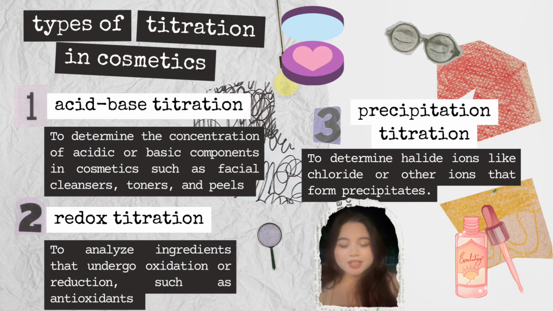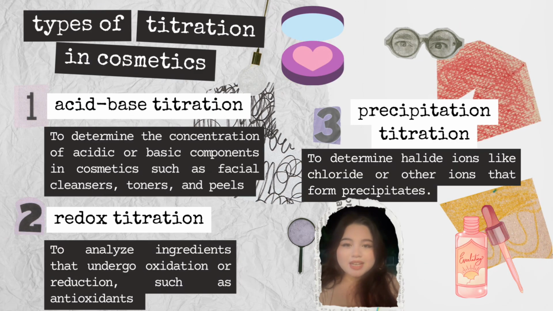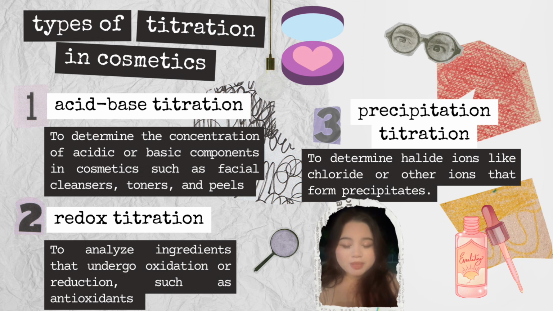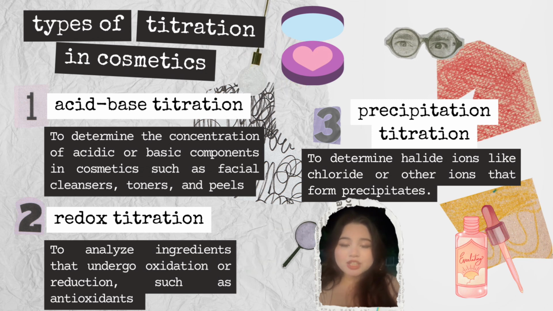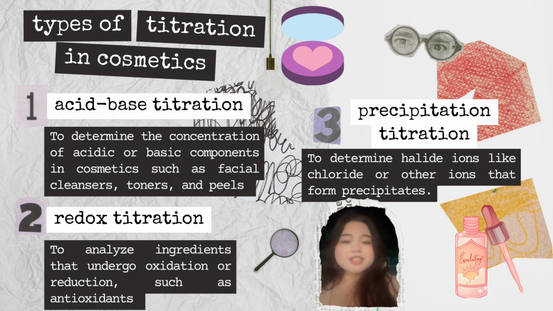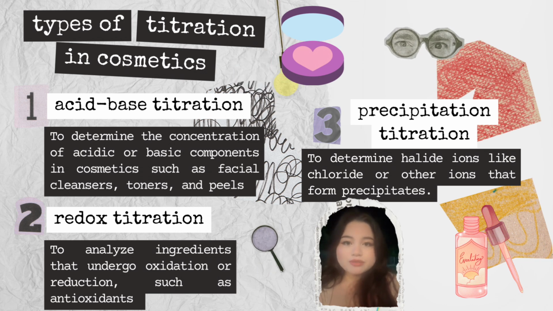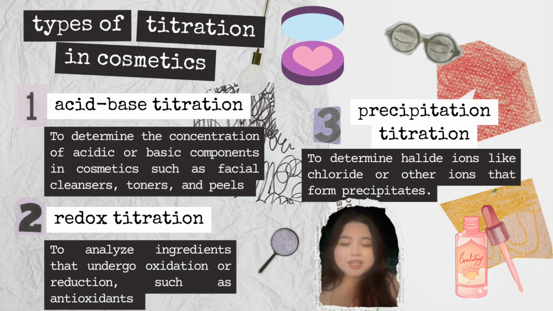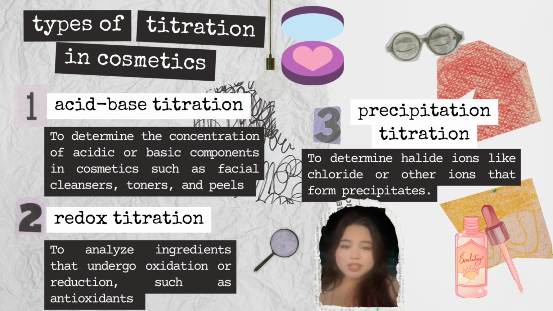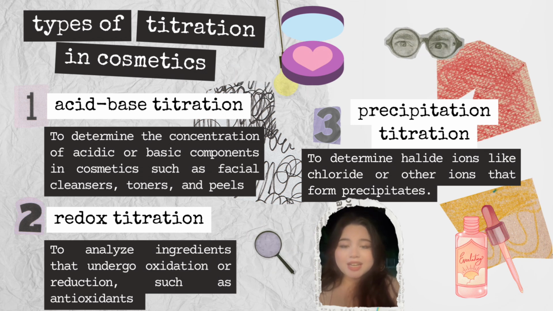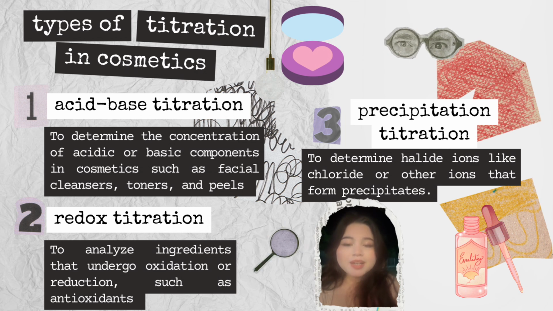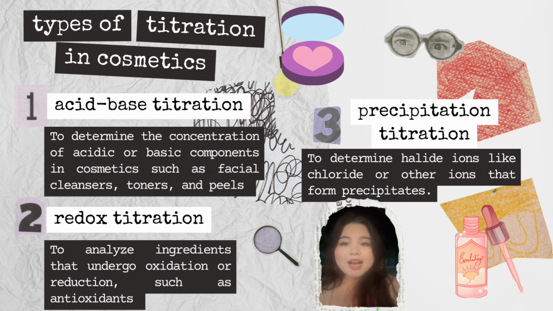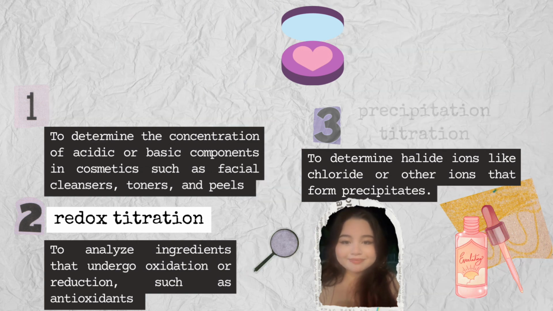Types of titration in cosmetics. Firstly is acid-base titration. It is to determine the concentration of acidic or basic components in cosmetics such as facial cleansers, toners, and peels. Secondly is redox titration. It is to analyze ingredients that undergo oxidation or reduction, such as antioxidants. Last but not least is precipitation titration. It is to determine halide ions like chloride or other ions that form precipitates.